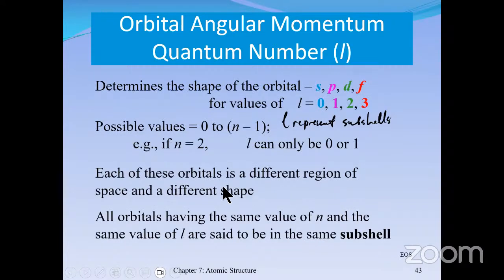Okay, so another point being made here is that each of the subshells or each of the orbitals is a different region of space and has a different shape. We'll get into that shortly. All orbitals having the same value of n and the same value of L are said to be in the same subshell, which is what I was talking about earlier.